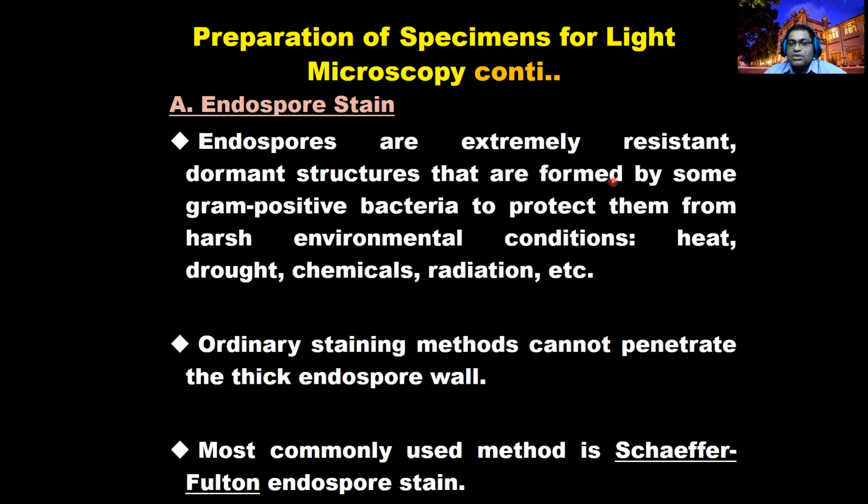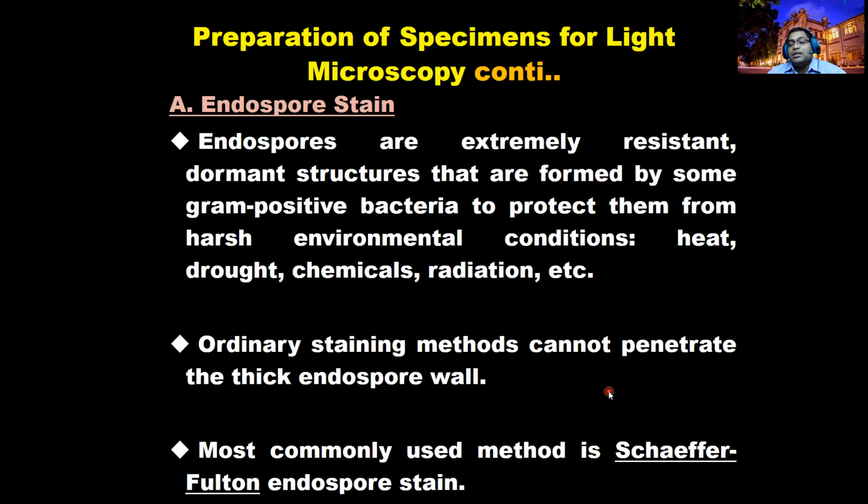It's a very hard structure. Some of the gram-positive bacteria, I told you, like Bacillus, form endospores to protect them from harsh environmental conditions: heat, drought, chemicals, and radiation. So an ordinary stain cannot penetrate. Whatever you are using, crystal violet, carbol fuchsin, it will not penetrate. So mostly a different stain is used. It's called an endospore stain.